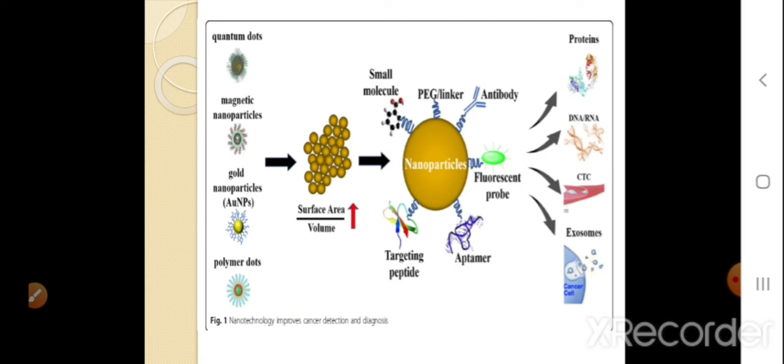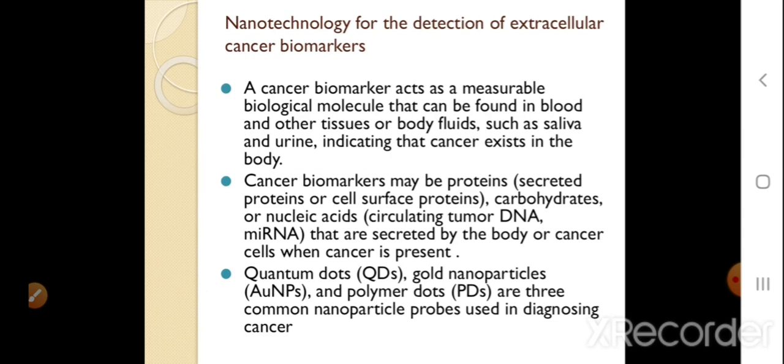And these are aimed at finding out the proteins or the DNA and RNA, the circulating lymphocytes, or the extracellular vesicles, which are the biomarkers of the cancer cells. The cancer biomarker acts as a measurable biological molecule that can be found in the blood and other tissues or body fluids such as saliva and urine, indicating that cancer exists in the body. These cancer biomolecules can be proteins which are secreted proteins or cell surface proteins, carbohydrates or nucleic acids, that is the circulating tumor DNA and the microRNA that are secreted by the body or cancer cells when the cancer is present. Quantum dots, gold nanoparticles, and polymer dots are the three common nanoparticle probes used in diagnosing cancer.